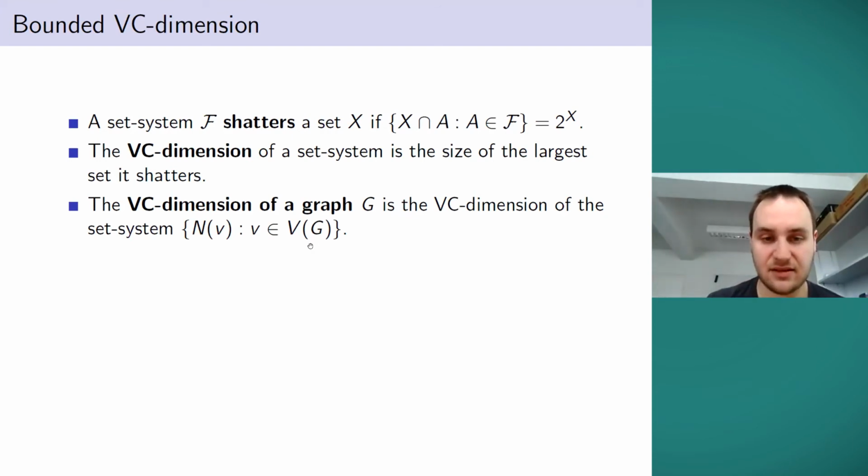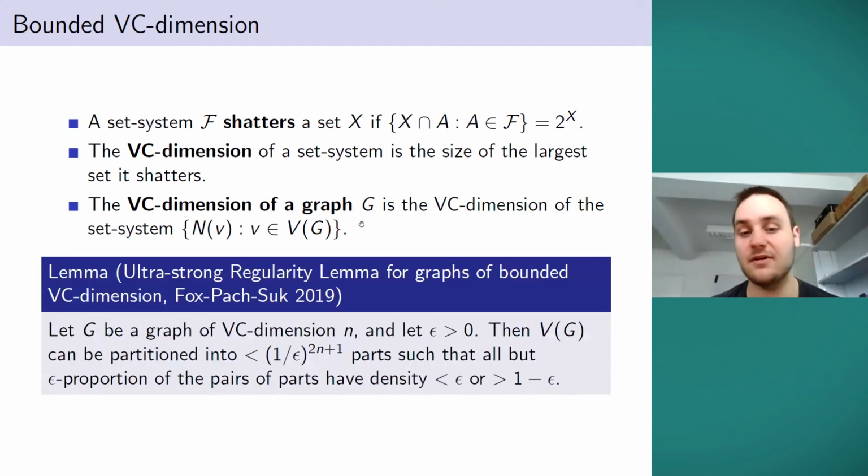And so this previous statement was that if we have an algebraic graph of complexity n, d, then it is a graph which has VC dimension at most something. And it turns out that for graphs of bounded VC dimension, there is a thing called the ultra-strong regularity lemma. This was proved in a number of forms, but in the strongest form, I think it's due to Fox, Pach, and Suk.